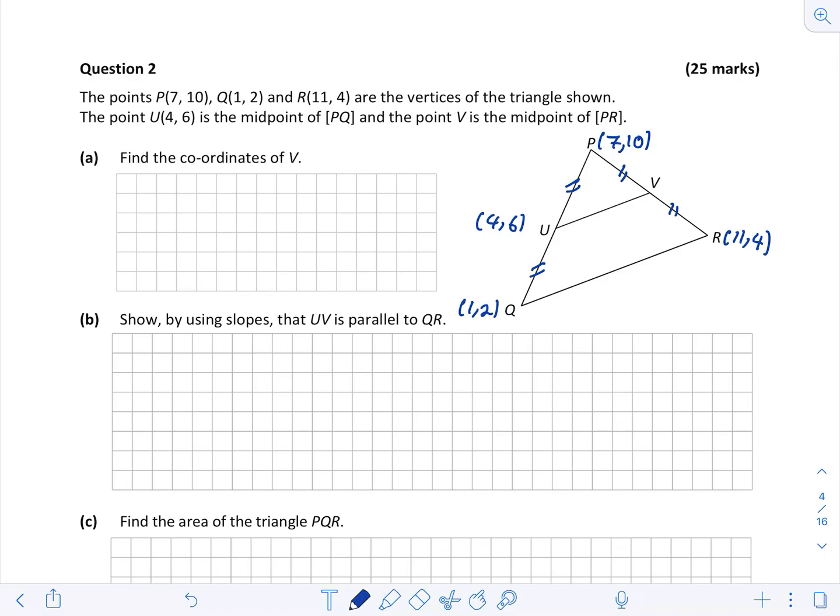Right, so whatever we do to get from here to here, can we use that approach? No. Find the coordinates of V. We know that V is the midpoint, so we're going to use that fact. So we're going to use our midpoint formula. So we're going to go x1 plus x2 all over 2, comma y1 plus y2 all over 2. We're going to use that formula there.